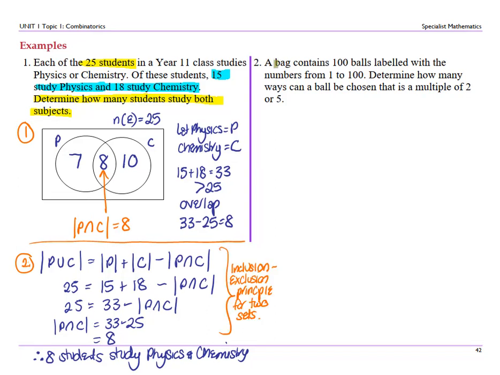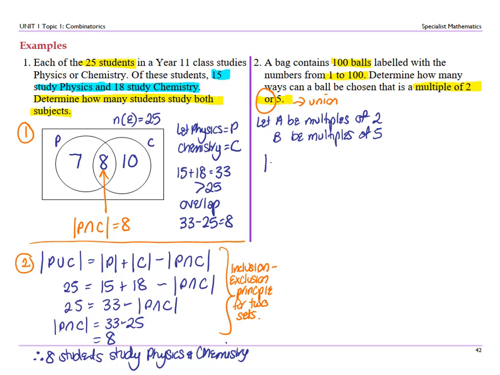Now our next example, a bag contains 100 balls labelled from 1 to 100. Determine how many ways can a ball be chosen that is a multiple of 2 or 5. Now note the or. So what I want to find is the union. So let A be multiples of 2 and B be multiples of 5.